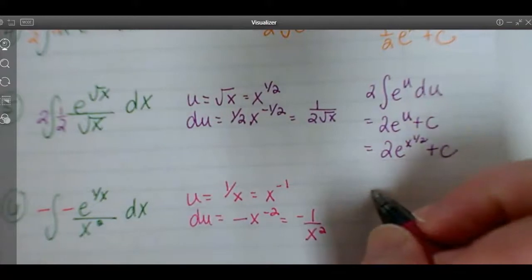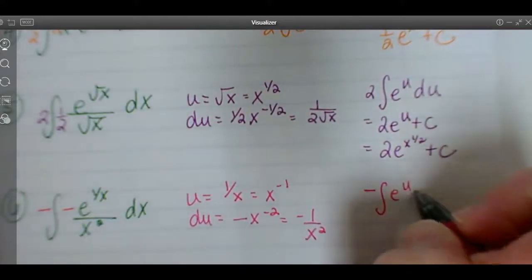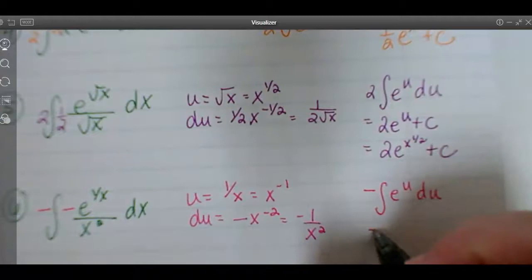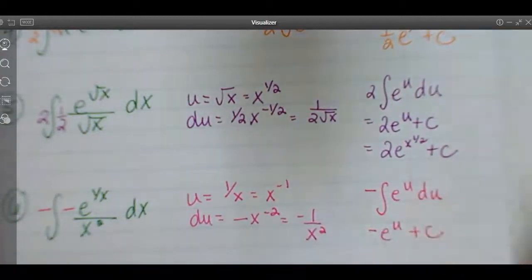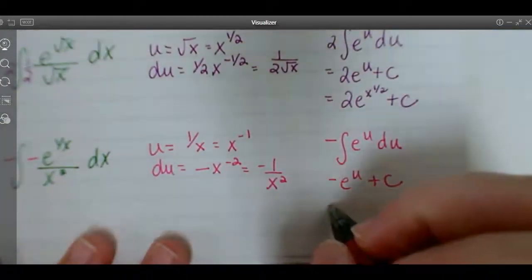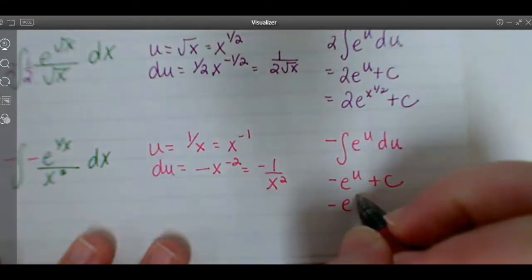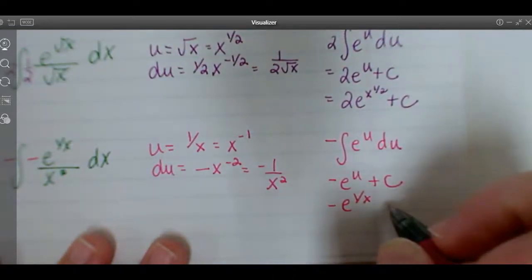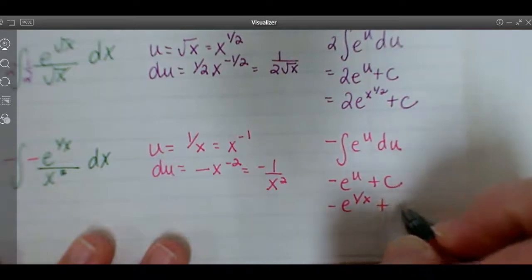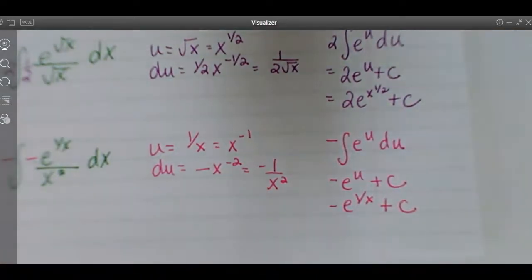So this is the same as negative integral e to the u, which is negative e to the u. And then we substitute back in what u was, which is 1 over x, or negative x to the negative 1, whichever way makes more sense to you. And then there's our answer.